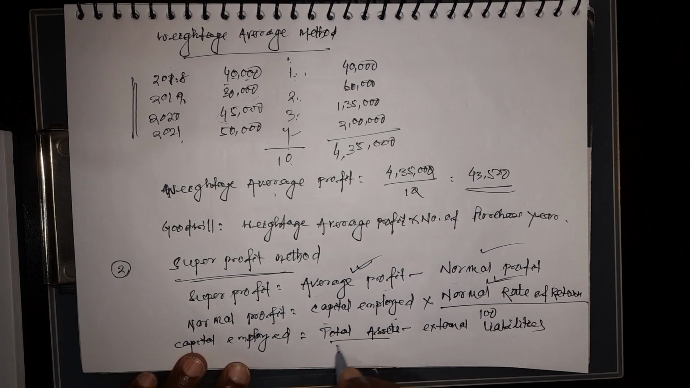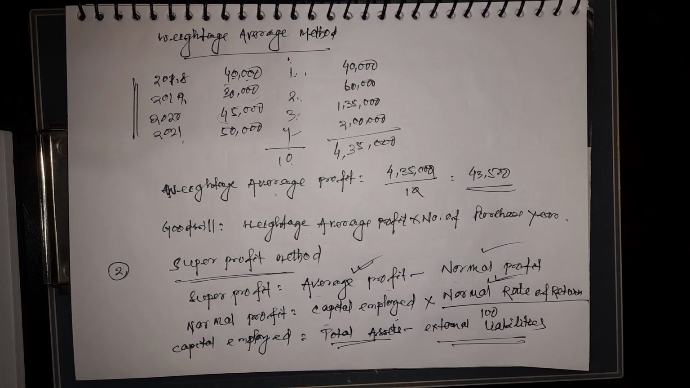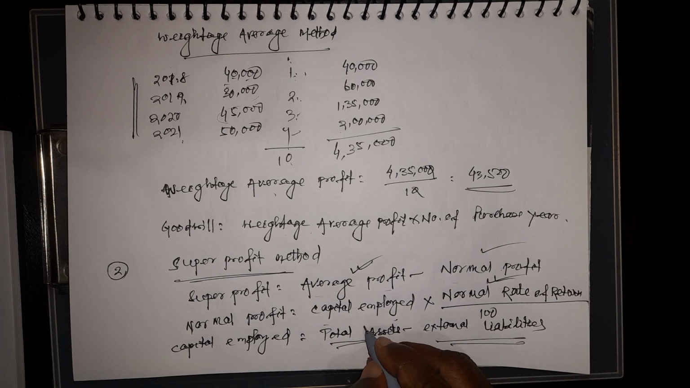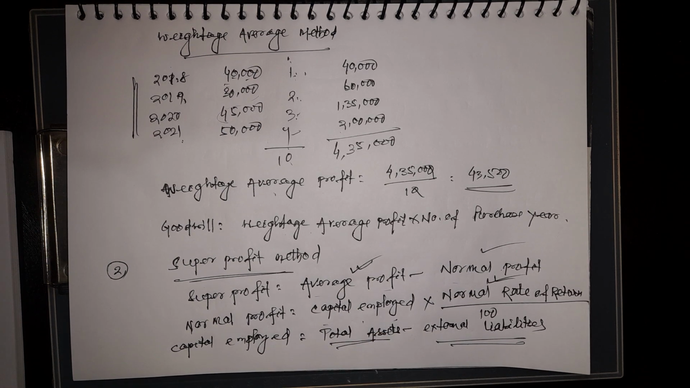Clear? Total assets minus external liabilities. Whenever you calculate the total assets, remember that if existing goodwill is given in the question, you have to exclude it, and if some information is given about fictitious assets, you also have to exclude that. Clear?